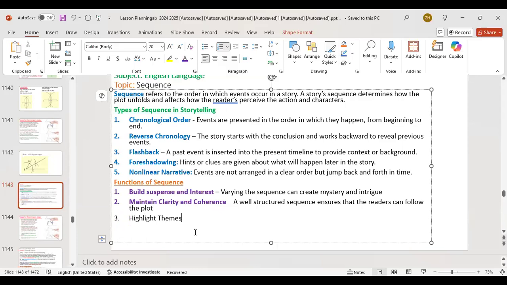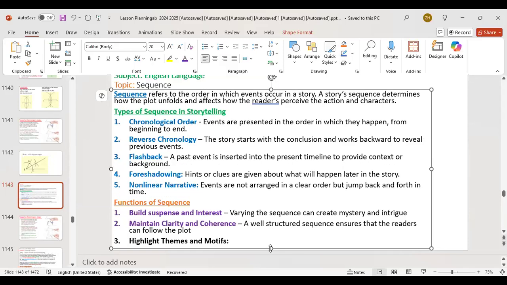So it's there to highlight themes and motifs. When we say the theme of a story, what do we mean? Anyone know what we mean by theme? The lesson learned. The lesson learned. Very good. The big, broad idea.